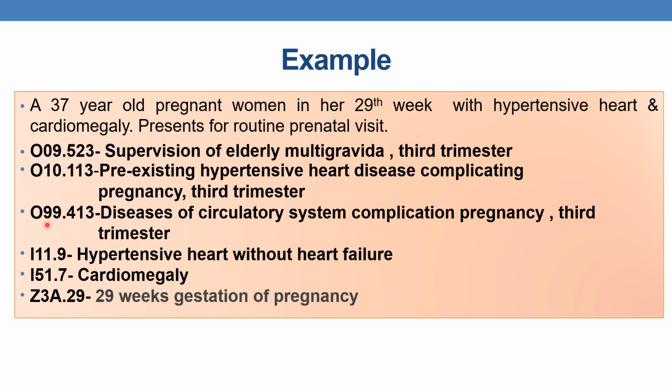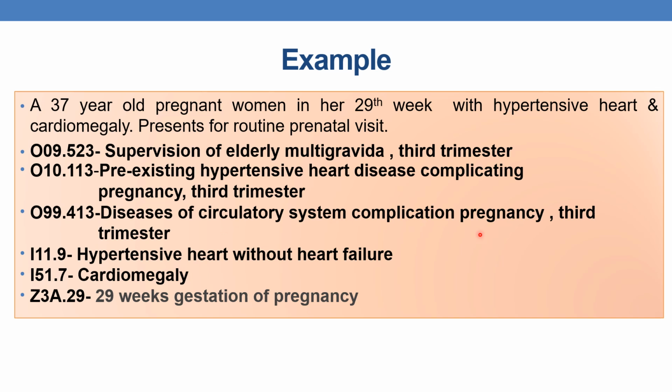O99.413. If you see the O99 series in the tabular list, you will find the O10 series in Excludes 2. Excludes 2 indicates they are not related but they can be coded together. Excludes 1 means they can never be coded together. When you see under O99, you can find O10 series in Excludes 2. That is, you can use both codes together. So additionally, O99.413 to indicate the cardiomegaly. Here we are giving this code to indicate the cardiomegaly.